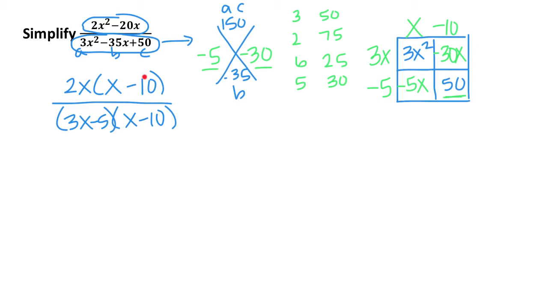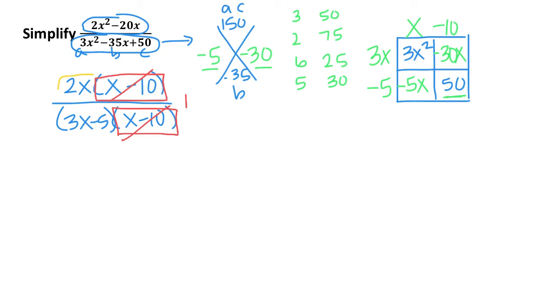For example, x minus 10 is a factor in the numerator. I'm seeing the same exact factor in the denominator, x minus 10. x minus 10 divided by x minus 10 is just 1. It's kind of like they cancel out. I'm looking for anything else that's the same exact factor in the numerator and denominator.